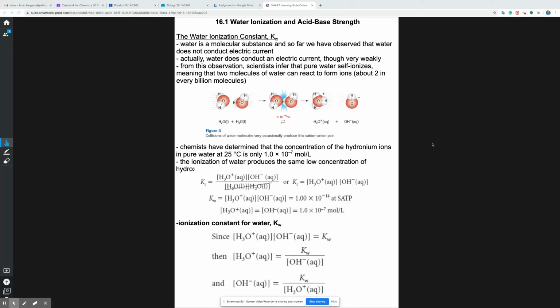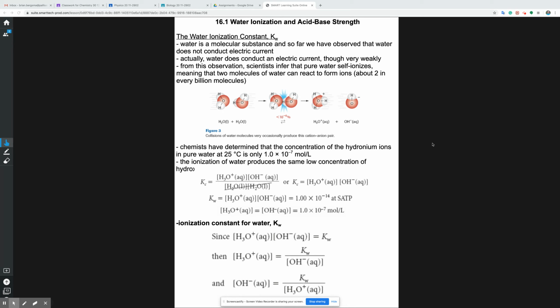Okay, chemists have determined that the concentration of hydronium ions in pure water at 25 degrees Celsius is 1.0 times 10 to the negative 7 moles per liter. So the ionization of water produces the same low concentration of hydroxide. Yeah, that word's missing, but that's what it should say.